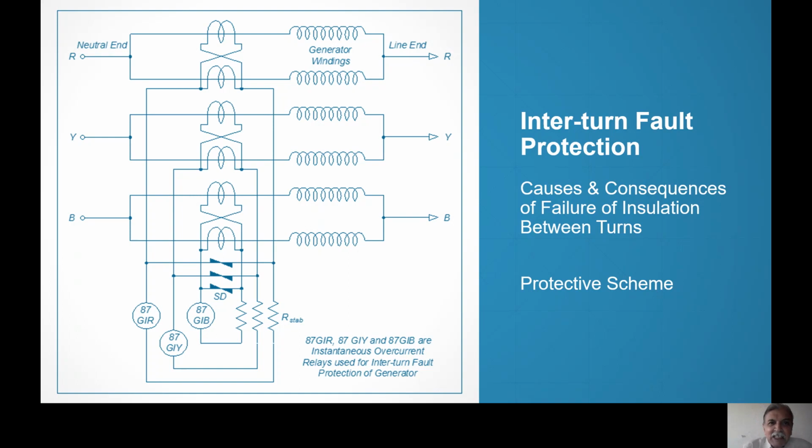If there are no parallel paths, meaning if there is no double star winding, then also there is a method, but that is very rare, so I am not taking it. But with this double star winding, if an interturn fault occurs in one of the parallel paths, then in that path the current will increase, and that will lead to a flow of current through its GIR, GIY or GIB. Otherwise, both the currents are the same and there is no flow of current through its GIR. GI means G for generator, I for interturn, R for R phase.